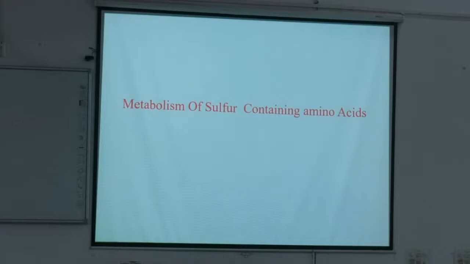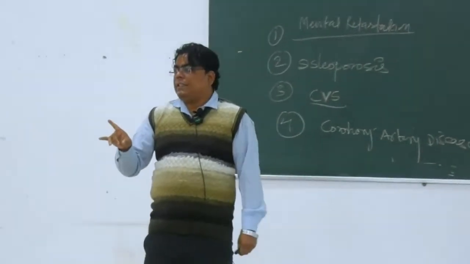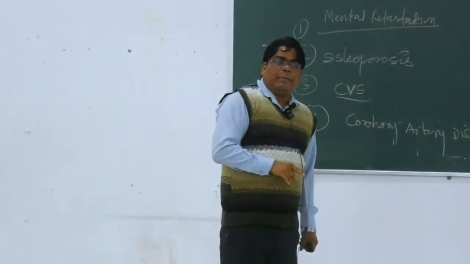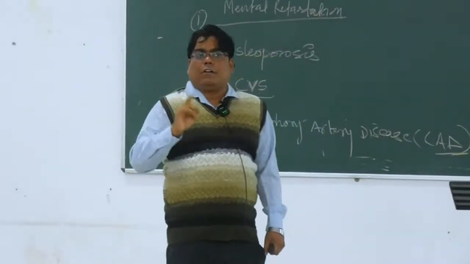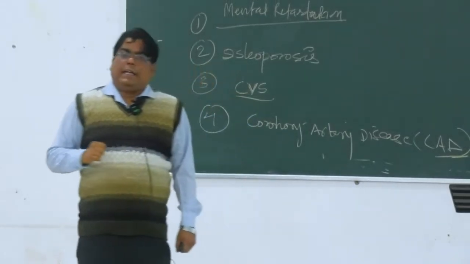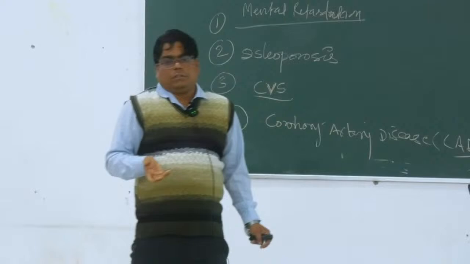I summarize the topic. In metabolism of sulfur containing amino acid, it majorly contains methionine. Methionine is converted to homocysteine and cysteine. Because it contains sulfur containing amino acid, it is helpful for the formation of vasopressin and insulin. It is a glucogenic amino acid, and ultimately it forms glucose.